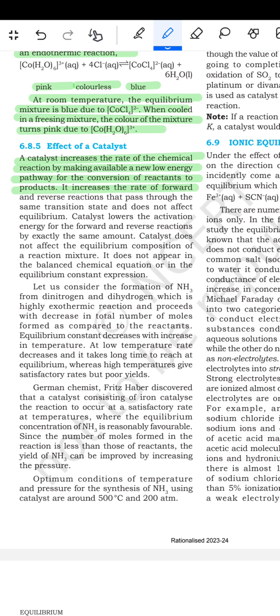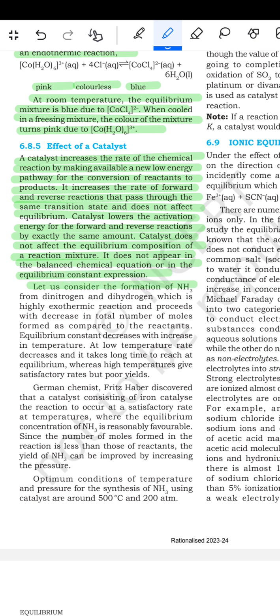It increases the rate of the forward and the reverse reaction, which pass through the same transition state, and does not affect the equilibrium. Catalysts lower the activation energy for the forward and the reverse reaction by the same amount. Catalysts do not affect the equilibrium composition of the reaction mixture. They do not appear in the balanced chemical equation or in the equilibrium constant expression.